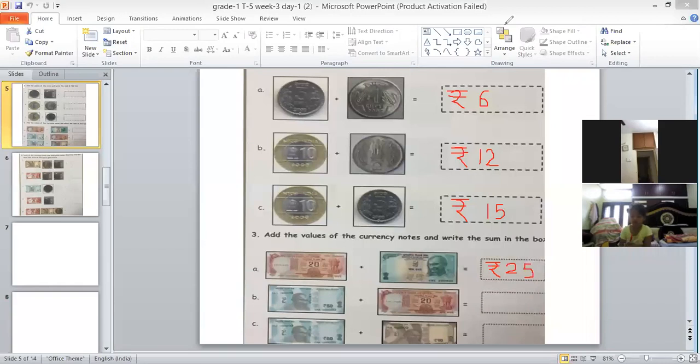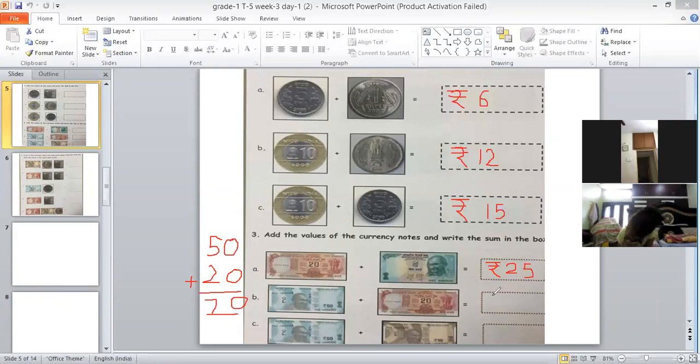Yes, children, 50 plus 20. Those who don't know how to add these, listen carefully. You can write these numbers in your math notebook. First one is 50 rupee note, you can write here 50. And next one is 20 rupee note, so you can write 20 below it. And then you can add them with plus sign. So 0 plus 0 will be 0 and 5 plus 2 is equal to 7. So answer is 70 rupees.